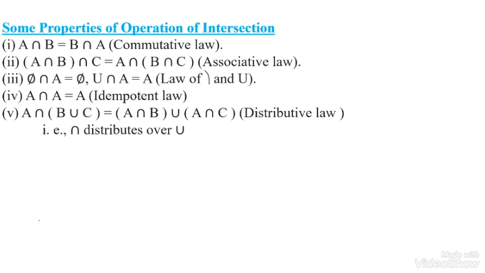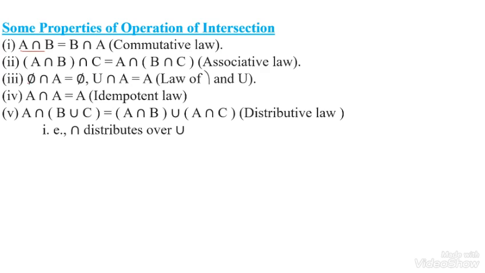Now let's move on to some properties of the operation of intersection. Here also there are 5 properties. The first property is A intersection B equals B intersection A. If LHS and RHS are equal, then it holds the commutative law. If three sets are taken, then A intersection of B intersection C is equal to first checking B intersection C and after that A intersection it. Then it holds the associative law.